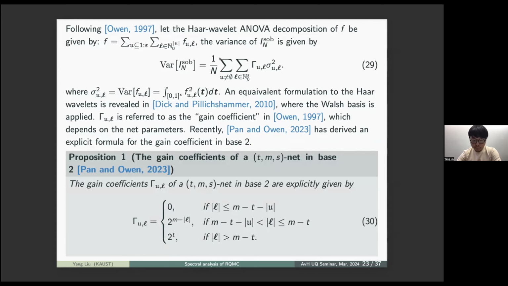So it's 1 over N, and the first summation is over these u's, where u is a subset of 1 to s, so it's a subset of the dimensions, coordinates. And the l's are assuming values in the nonnegative integers, ranging from 0 to plus infinity for all of these s dimensions. The product of the gamma depending on u and l, and the sigma squared u and l. In the book Digital Nets by Dick and Pillichshammer, they have an equivalent formulation using the Walsh basis. In Owen's paper, he referred to this gamma as the gain coefficient, because he wanted to compare this with Monte Carlo. And in the case of Monte Carlo, all of these gammas equal 1. So you have 1 over N and some constants.